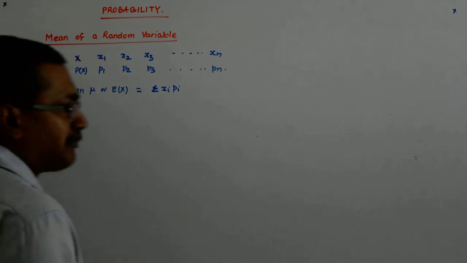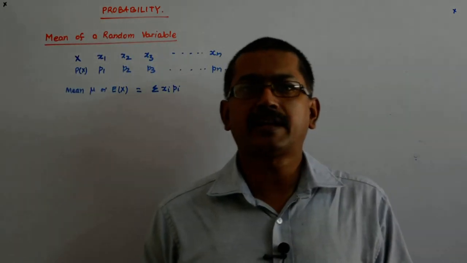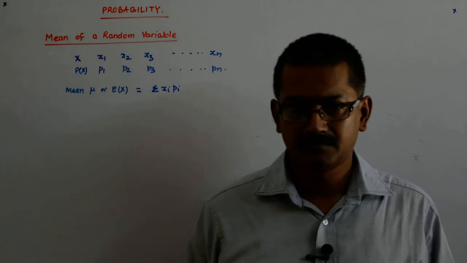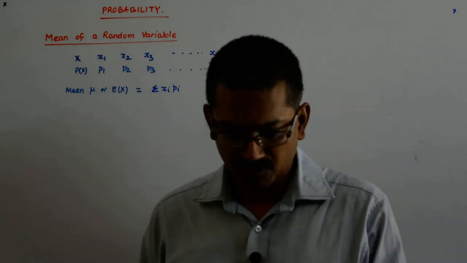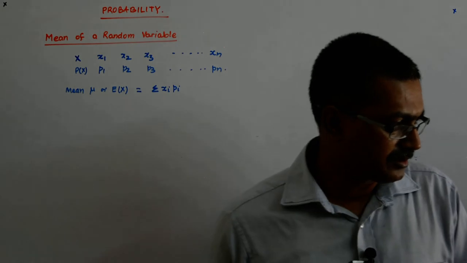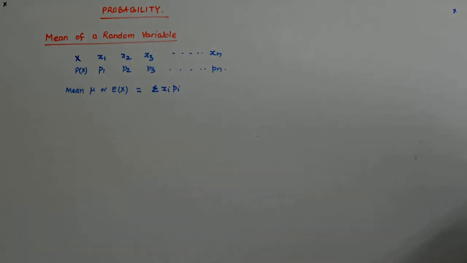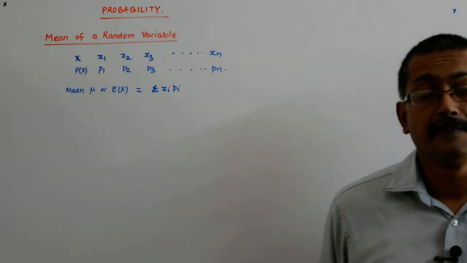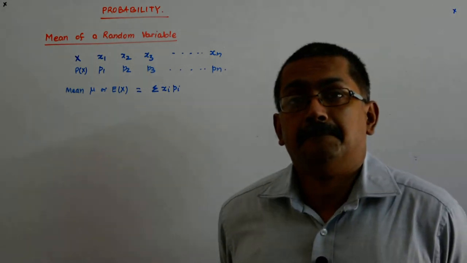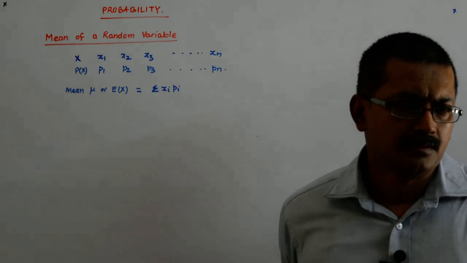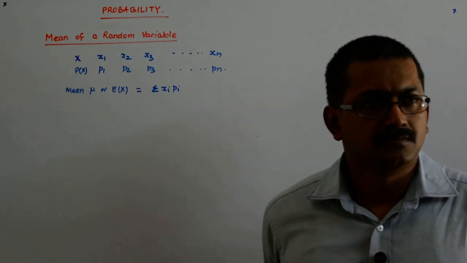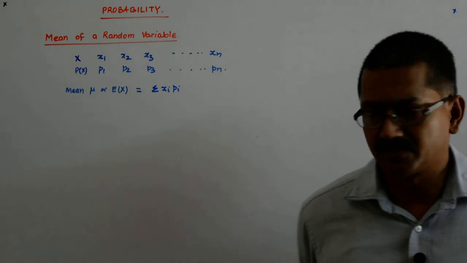Now we see that the mean is not able to bring out the variability. You understand? What is the trouble? The trouble is this.